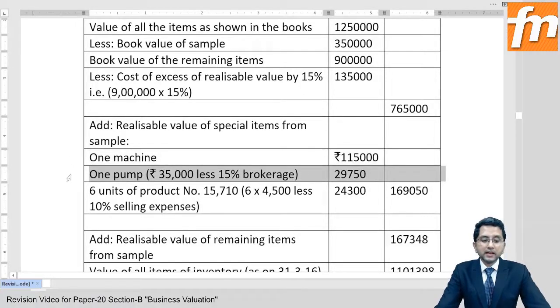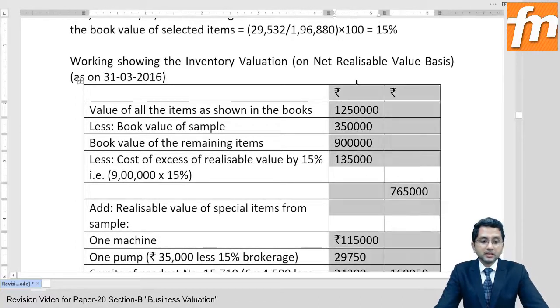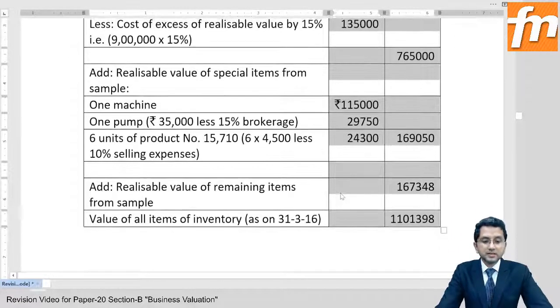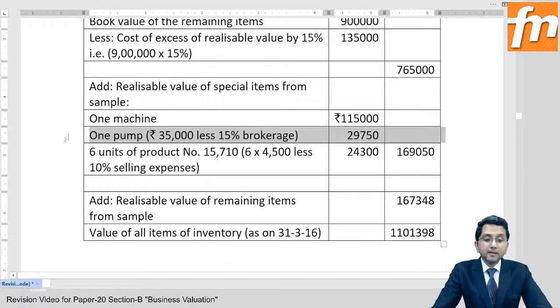Special item B has a realizable value of 29,750, which is actually less than its cost. See, all three special items, have you noticed that their realizable value is less than the cost? This was having a cost of 130, I think, realizable value 115. This was having a cost of 50, realizable value 29,750. This was having a cost of some 33,000, realizable value 24,300. Total realizable value of special items 169,050.